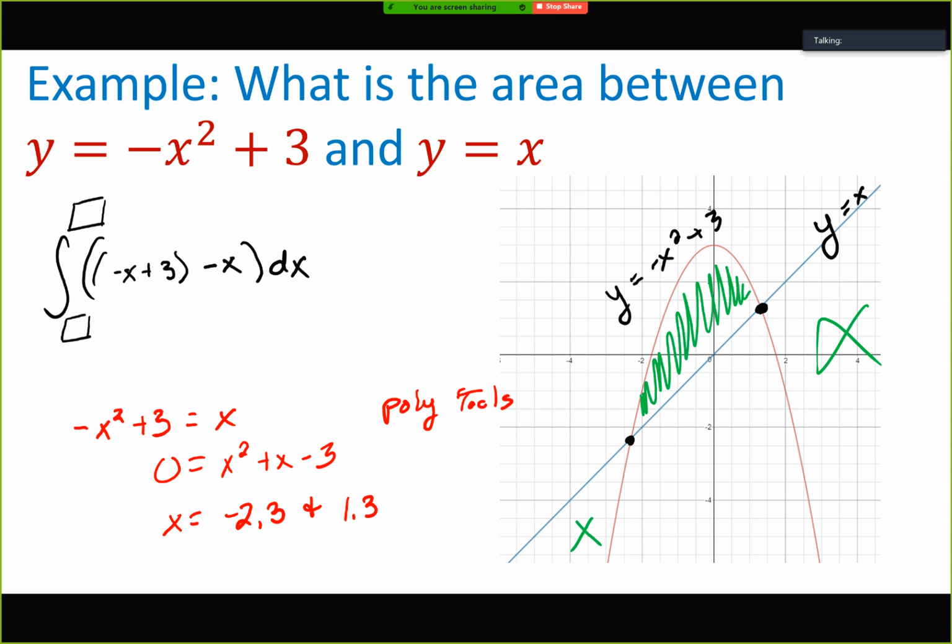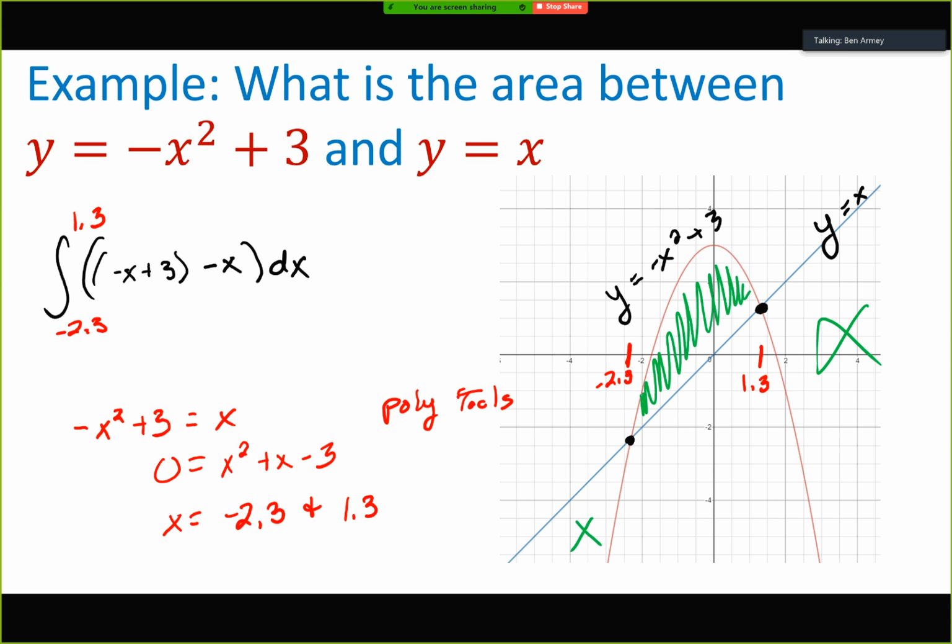All right, and exactly what that means is right here, it's crossing at -2.3 for an x value and 1.3 for an x value. So those are our bounds. So it's -2.3 all the way up to 1.3. And now we're at a step where you can just put it into our calculator.